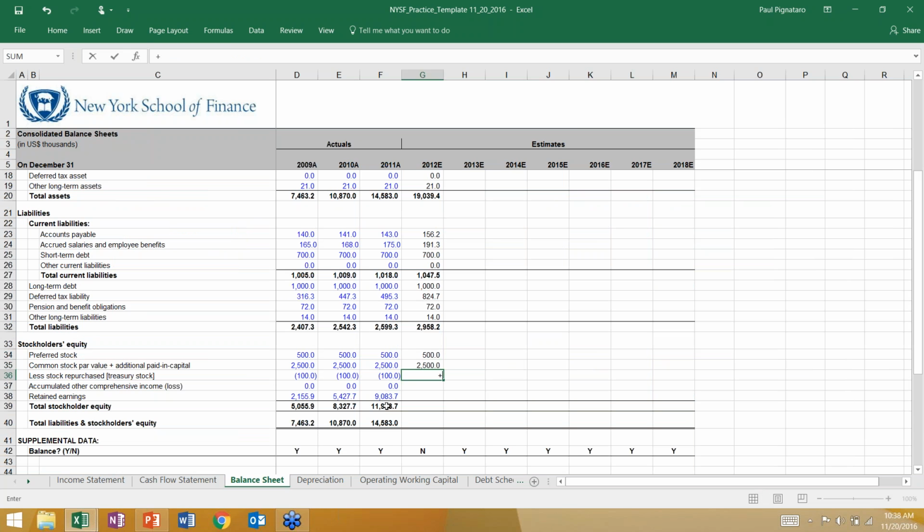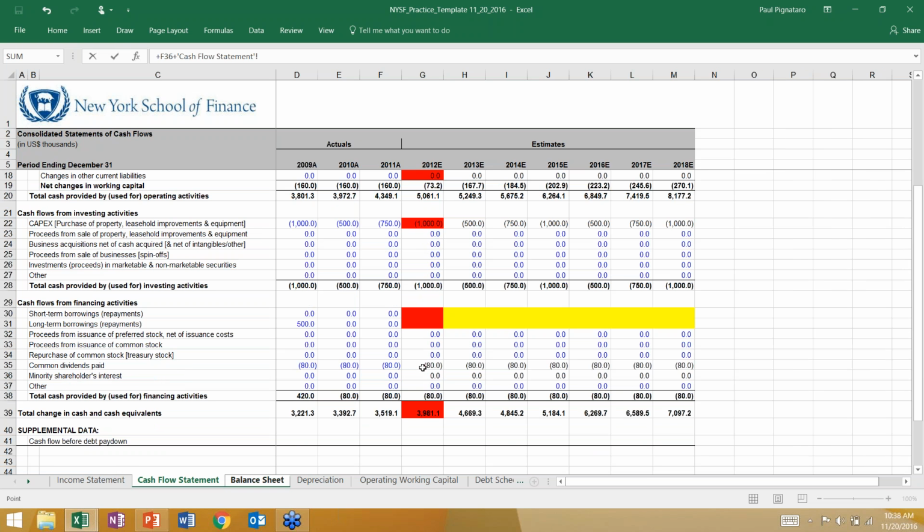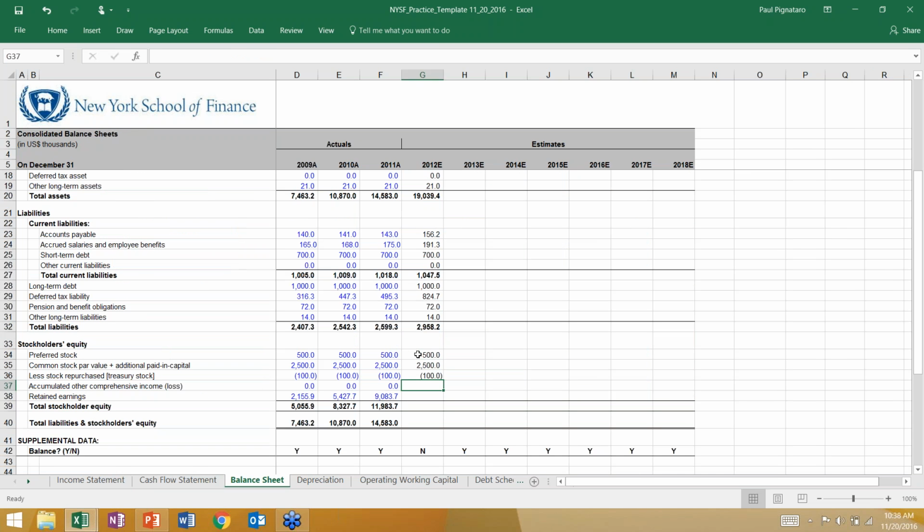Treasury stock. Treasury stock is stock bought back. Same idea. Item from the year before plus cash flow statement, treasury stock. Okay. Accumulated other comprehensive loss is 0. We'll keep it at 0.